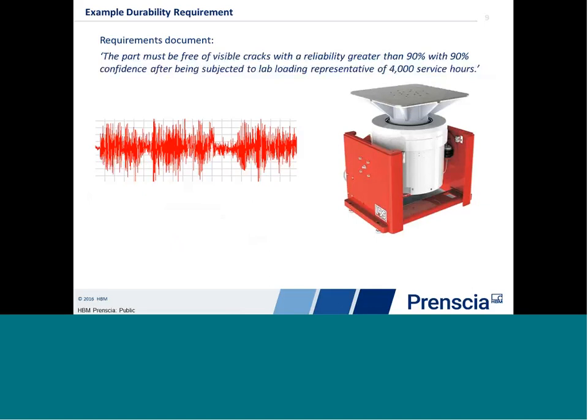So, this is great. Our test specification may say the part must be free of visible cracks after 4,000 hours of representative loading. But here's the challenge: what about that 90% reliability and 90% confidence? Now, I'm not saying 90% is some magic number. Your life target or your company's goal for reliability may be something different than this. It may be we want to demonstrate a mean time between failures, MTBF, of some number. Or we may want to demonstrate that the reliability is greater than 95% with a 90% confidence level.